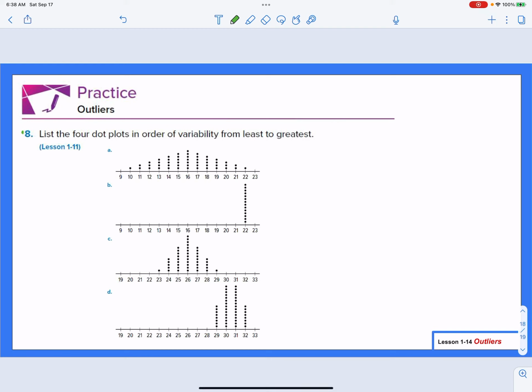Our last one, number 8: list the 4 dot plots in order of variability from least to greatest. So the least variability to the greatest. Well, our least variability is going to be here. That's our first one because everything is exactly the same. Now when I look at the other ones, this one is definitely the most spread out, so that's going to be number 4. Now I'm going to compare these two. Variability is the spread of the data. Here the numbers are spread between 4 points. Here they're spread between 1, 2, 3, 4, 5, 6, 7 points. So least variable is the 1 point, the 4 points, the 7 points, and the 8 million points. And that's how I would do that.